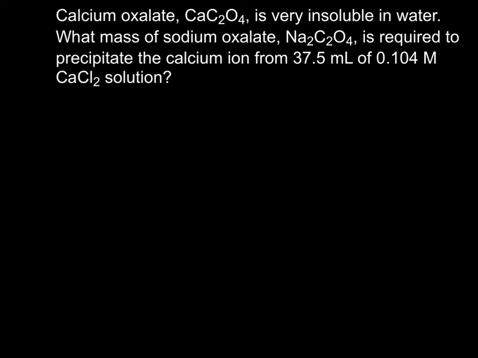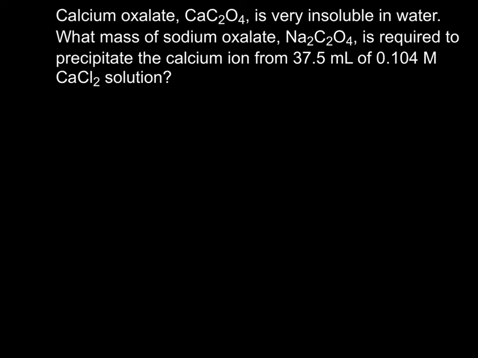What mass of sodium oxalate is required to precipitate the calcium ion from 37.5 milliliters of 0.104 molar calcium chloride solution? All right, guys, so some key things here. They give us the formulas because they don't expect us to know that. That's very nice of them. You will not have that ability on the final. You will need to know your own formulas. But let's take a look at what happens.